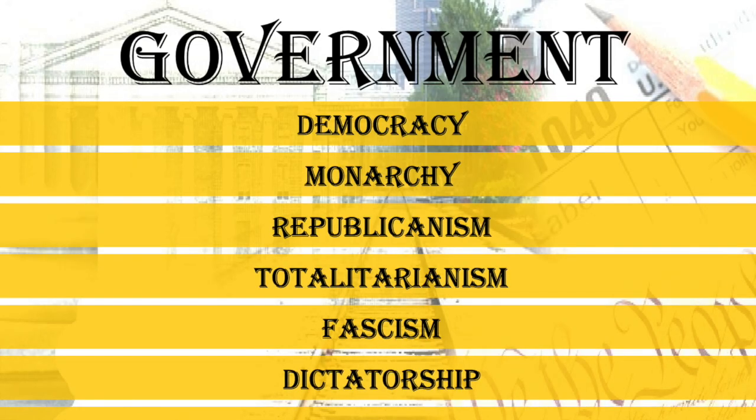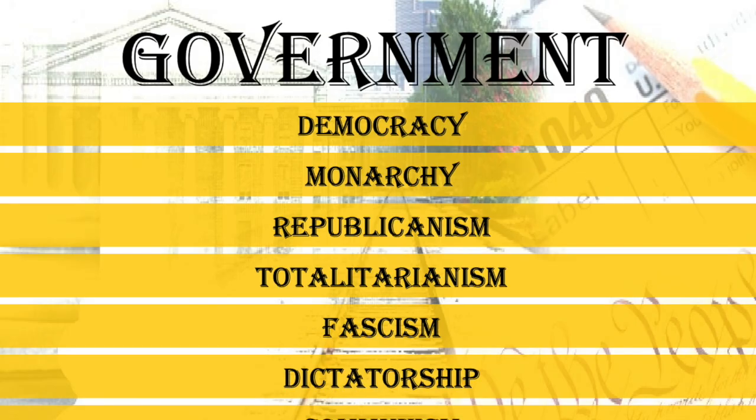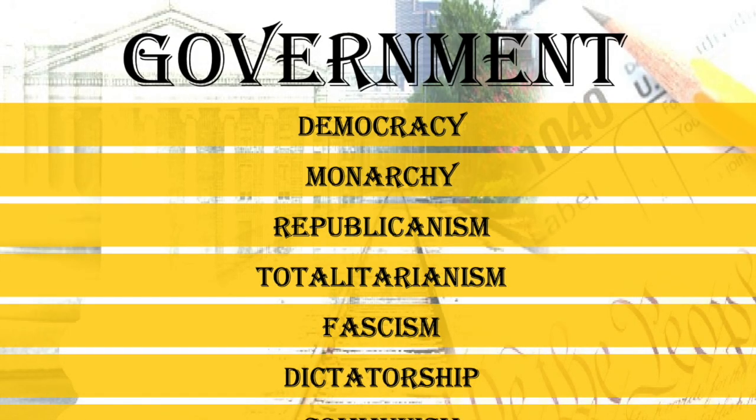Today, most monarchs act as head of state in a ceremonial role, while the head of government actually is reserved for another leader, such as a prime minister. A republic is a country whose head of government is elected or chosen.